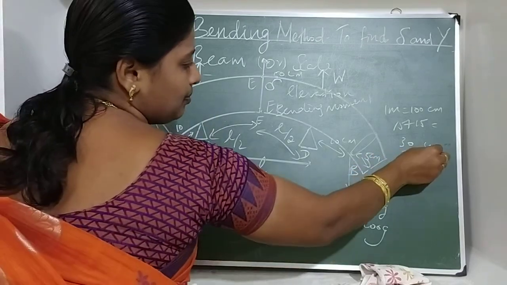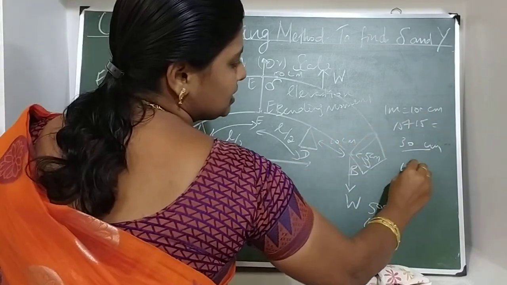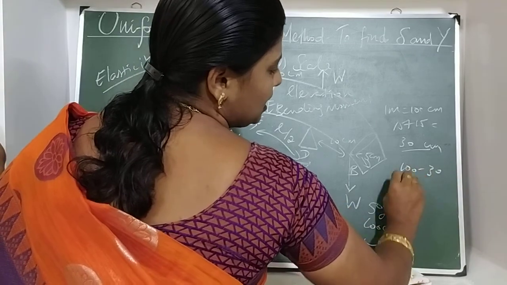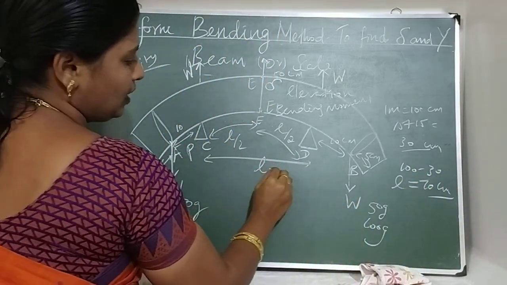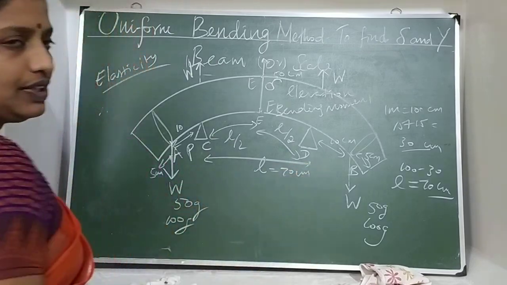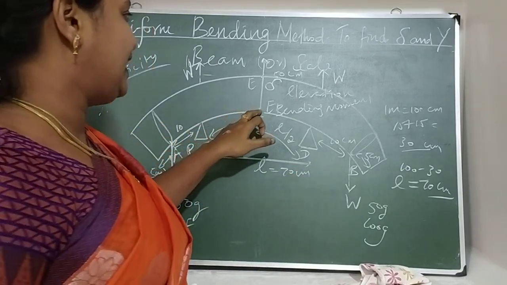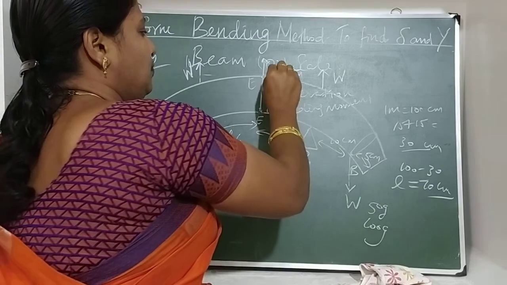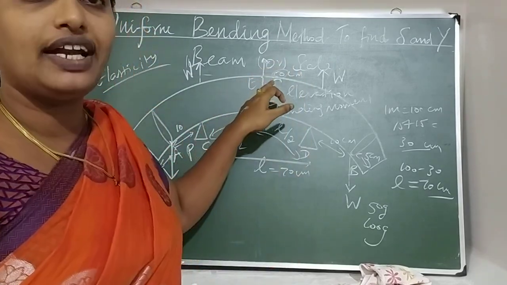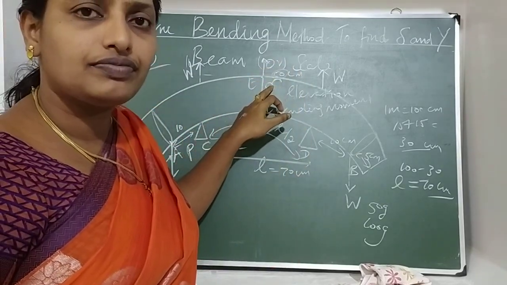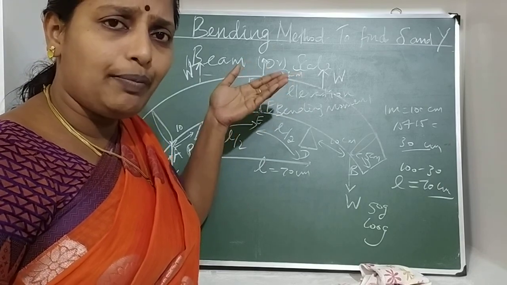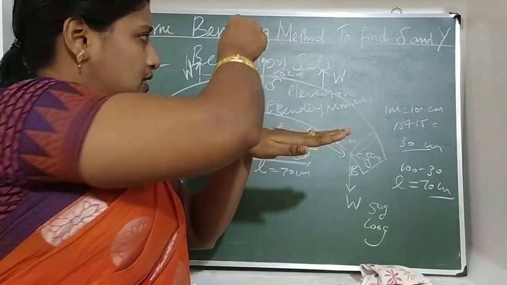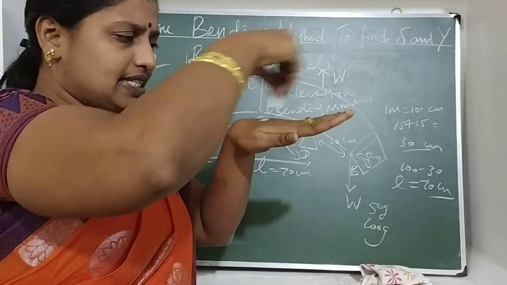This 30 centimeter is subtracted: 100 minus 30, 70 centimeter. That is L. So this L value is equal to 70 centimeter, fixed. But the midpoint of the wooden scale, the 50 centimeter position, you place the pin. The pin's sharp edge is focused using the microscope scale, and the pin's sharp edge touches the horizontal line.